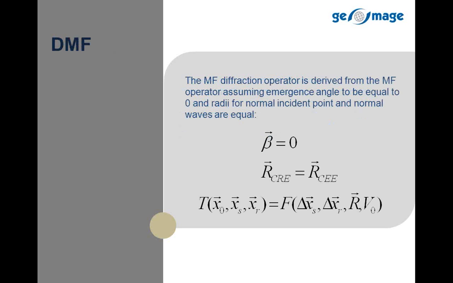defined from the general approximation of multifocusing by assuming the normal incident angle equal to 0 and the equality between the two radii of curvature. Put attention that this is very similar or almost the same approximation which we use for prestack time migration.